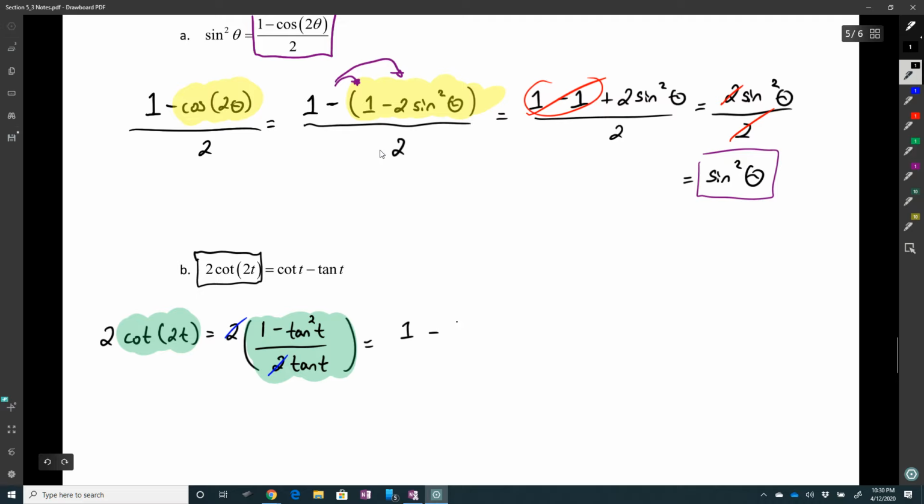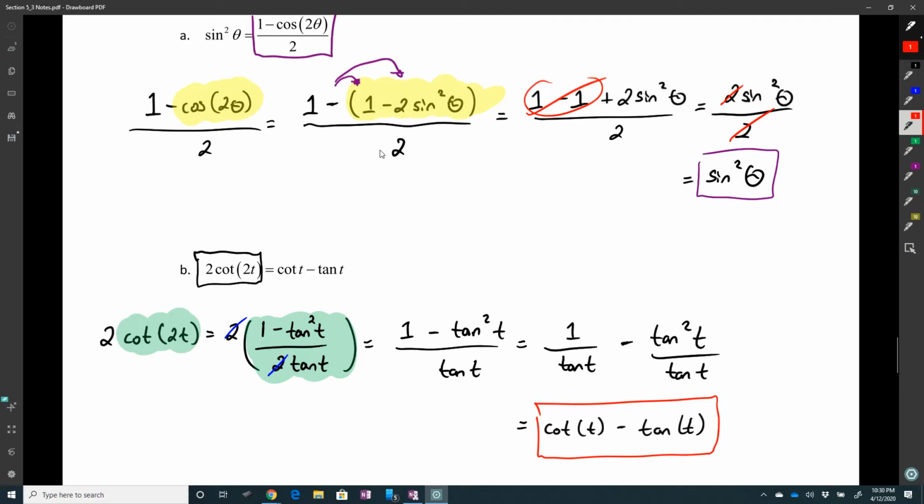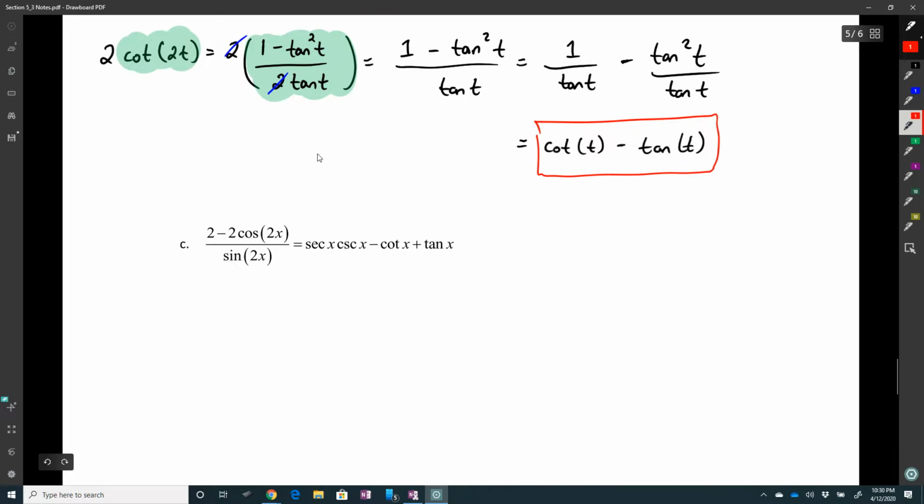You're left with 1 minus tangent squared t over tangent of t, and it's pretty much done. All you got to do is divide everything by tangent. One over tangent is cotangent. And then tangent squared over tangent is just tangent. And there you go. Yay! Fun, happy proofs. Well, I think all proofs are fun and happy, but you may feel differently.